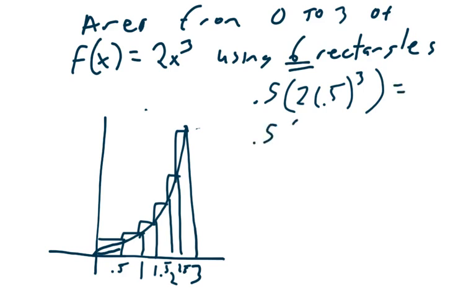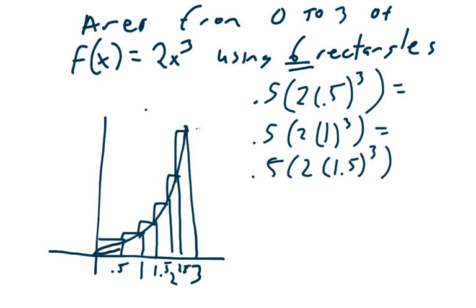And then I'm going to do 2 times 1 cubed and 2 times 1.5 cubed, and add up all of these areas until we get to 3. When I do this, I will start writing them down. My first answer is 0.125. My second answer is 1. My third answer is 3.375. My fourth answer is 8.